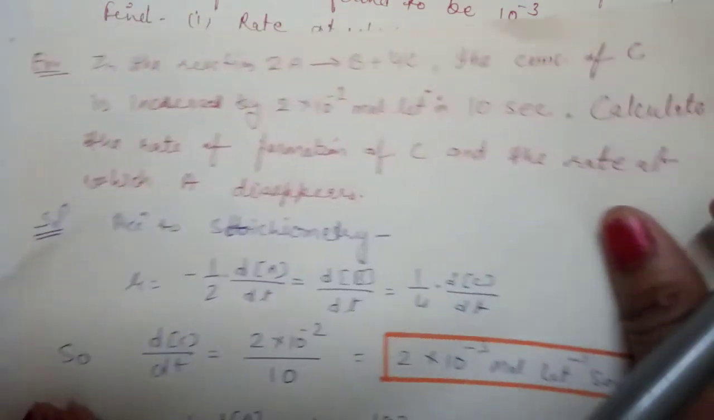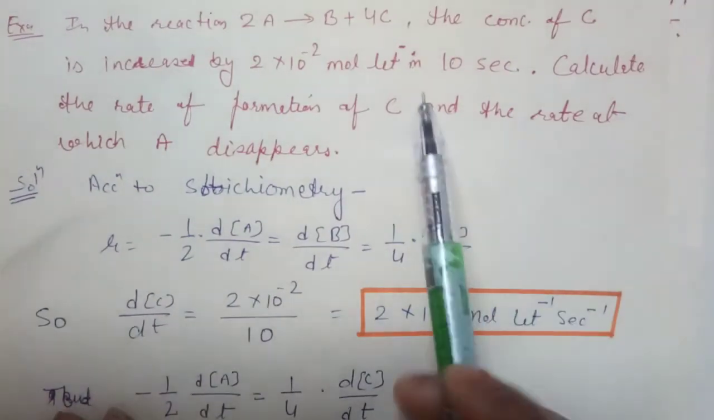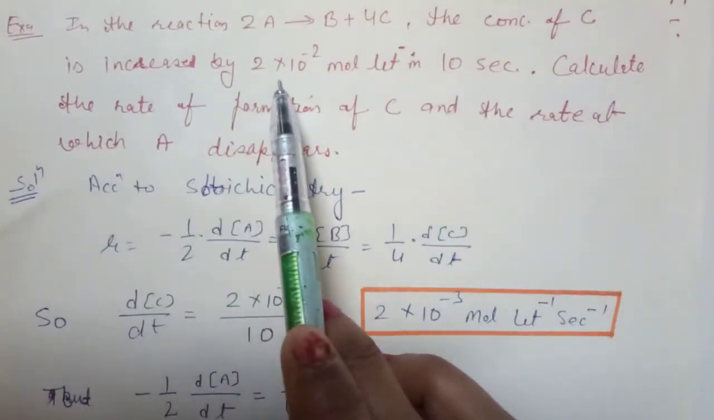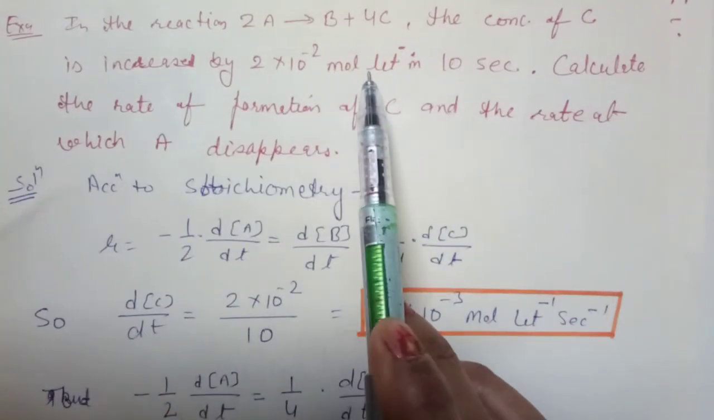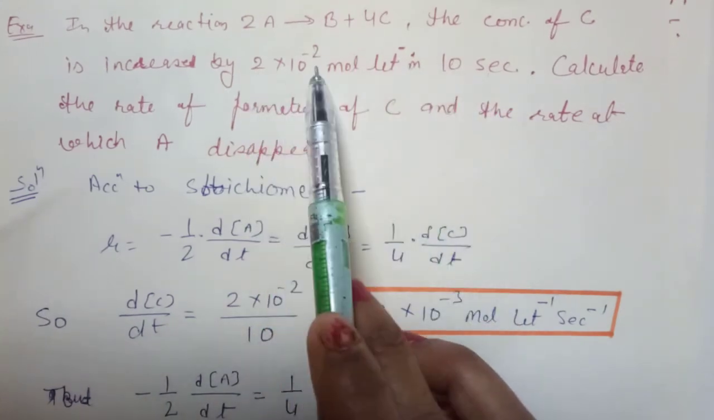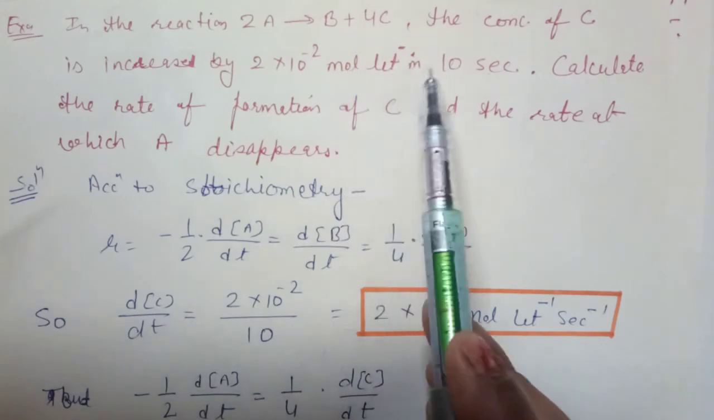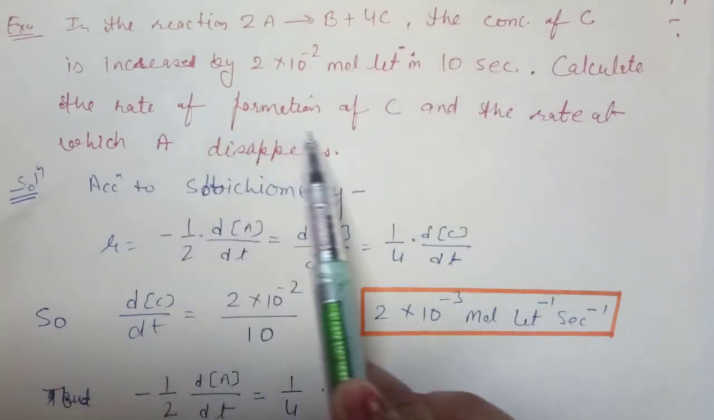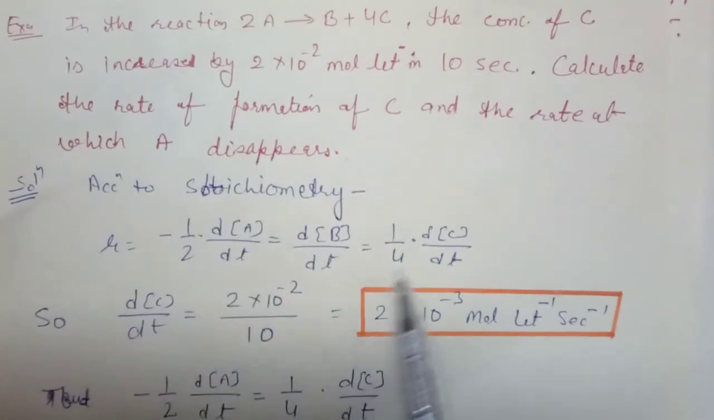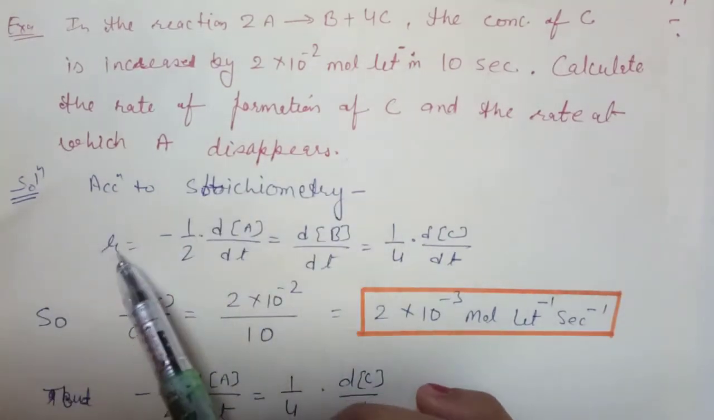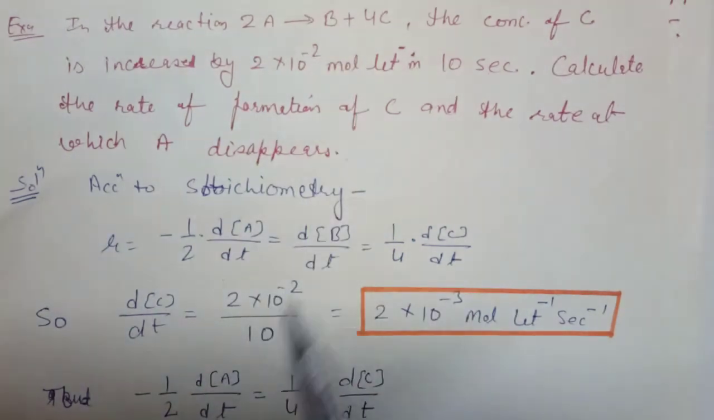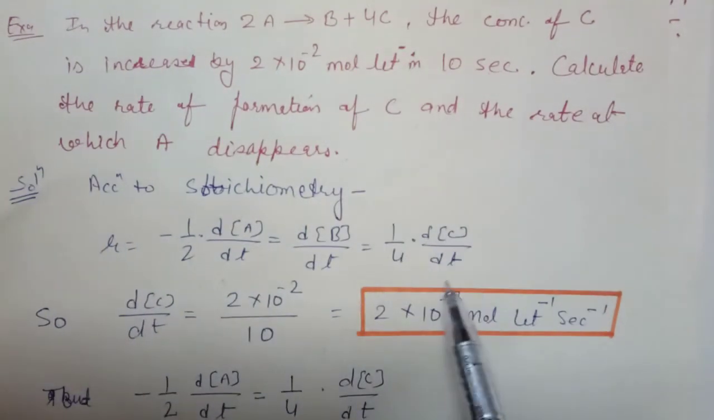See one more example. In the reaction 2A is equal to B plus 4C, the concentration of C is increased by 2 into 10 to the power minus 2 moles per liter in 10 seconds. Calculate the rate of formation of C and the rate at which A disappears. First of all, we have to write the stoichiometry. R, the rate of reaction, will be equal to minus 1 upon 2 dA/dt is equal to dB/dt is equal to 1 upon 4 dC/dt.